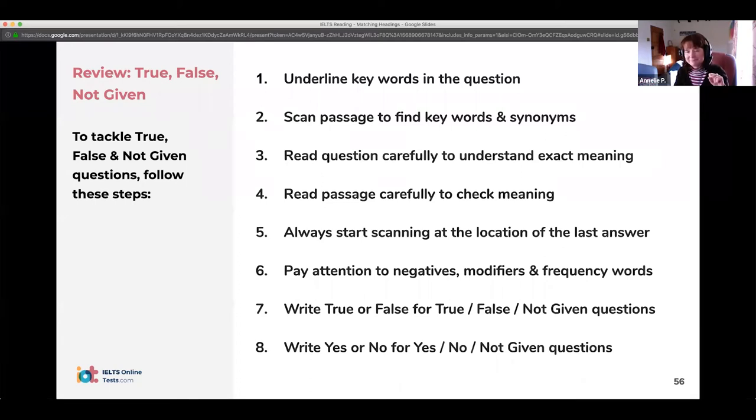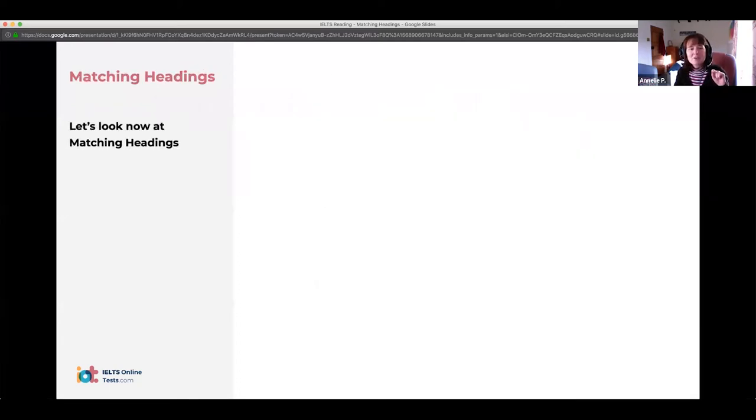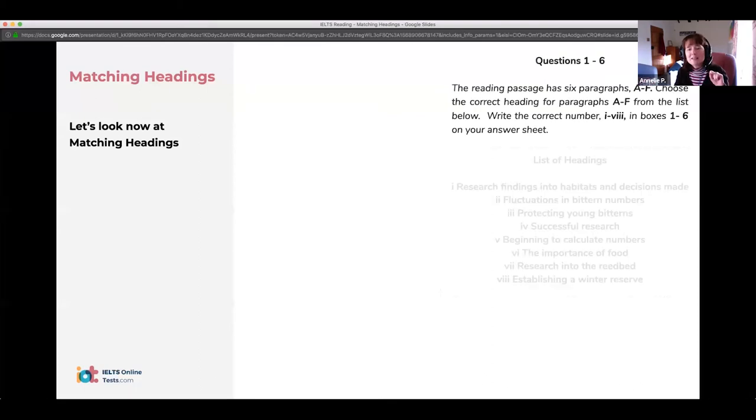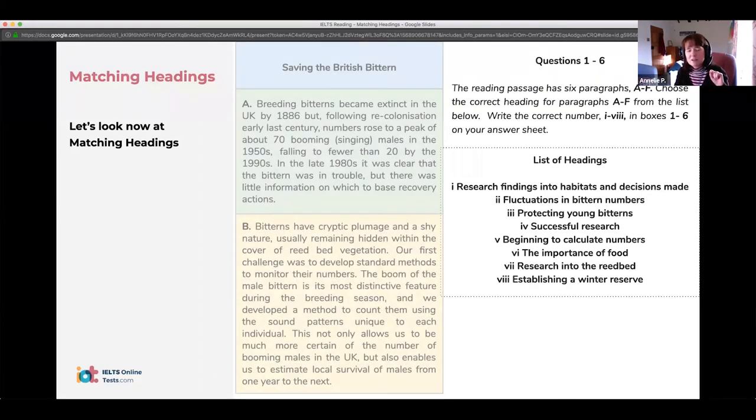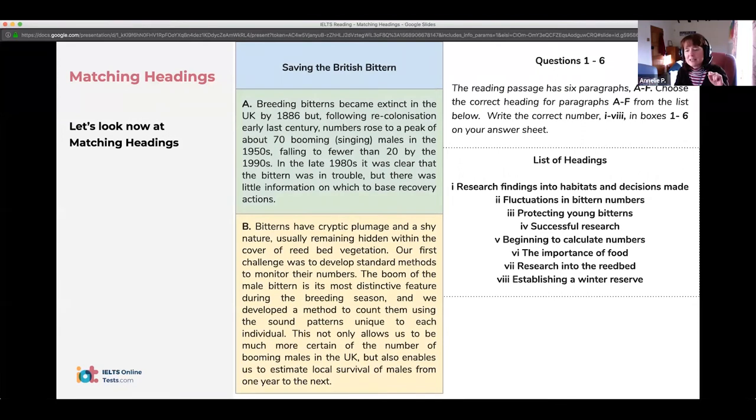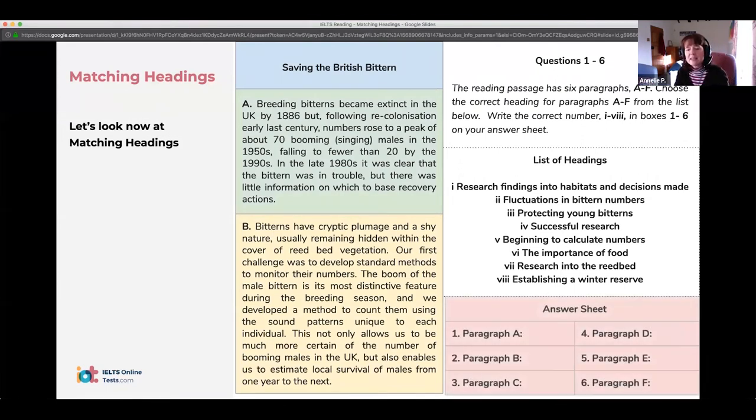All right, good. So let's have a look at matching headings. So if we have a look here, this is our example. We've got here 8 headings and we have 6 paragraphs.